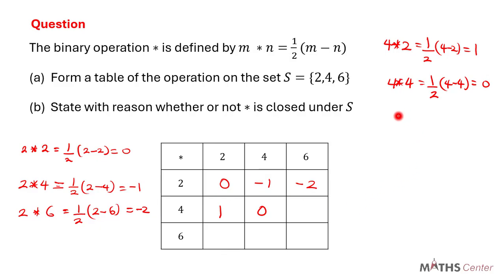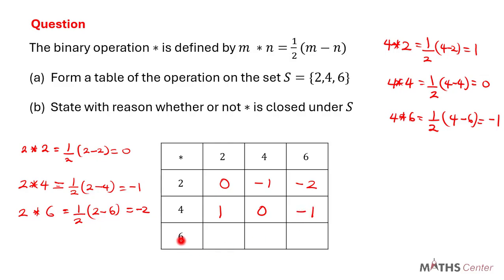The next one is 4 star 6. By comparison, m is 4, n is 6. So we are going to have half times 4 minus 6. 4 minus 6 gives us negative 2. Half times negative 2 gives us negative 1. So 4 star 6 gives us negative 1.